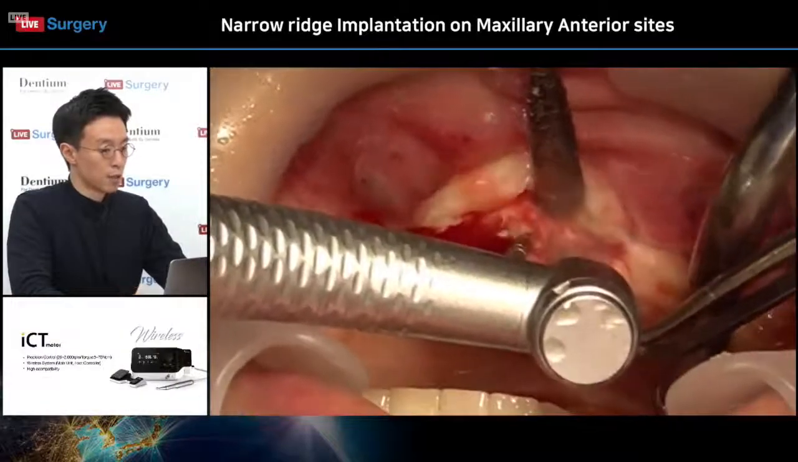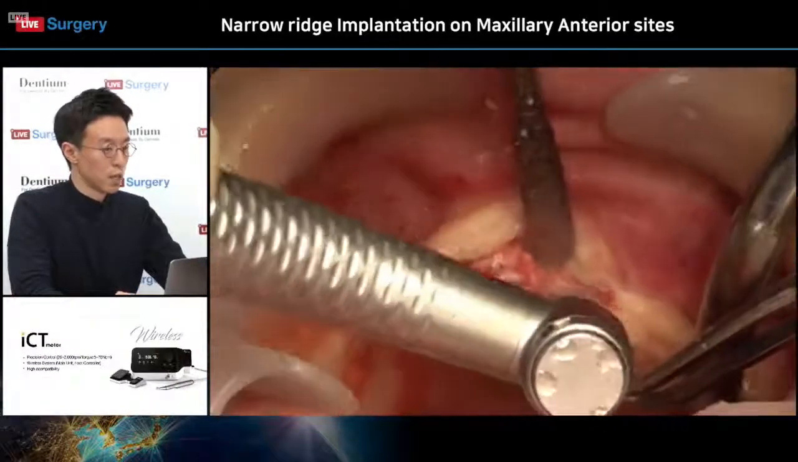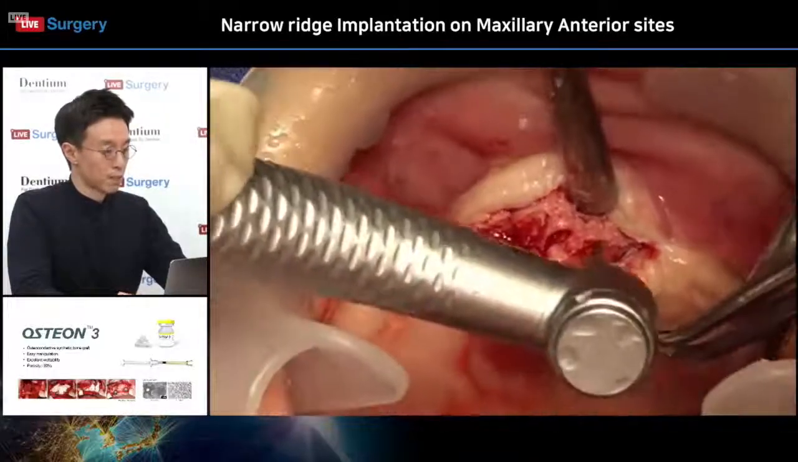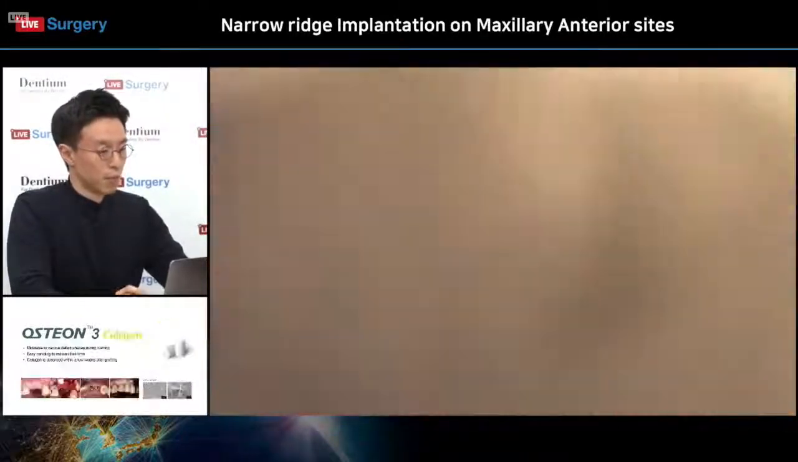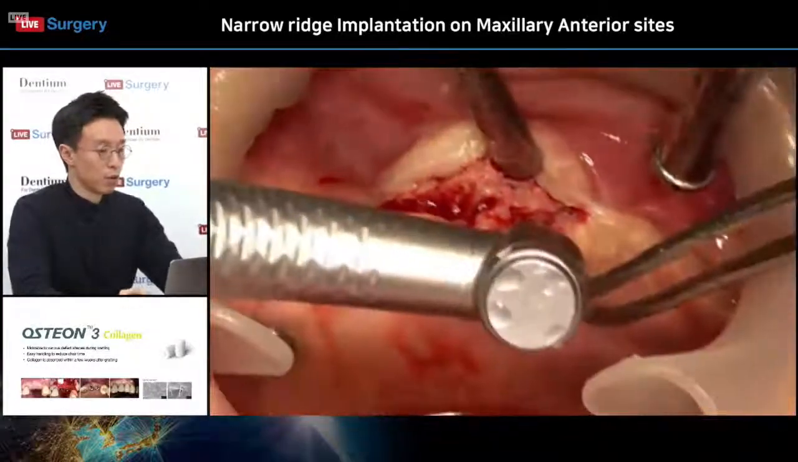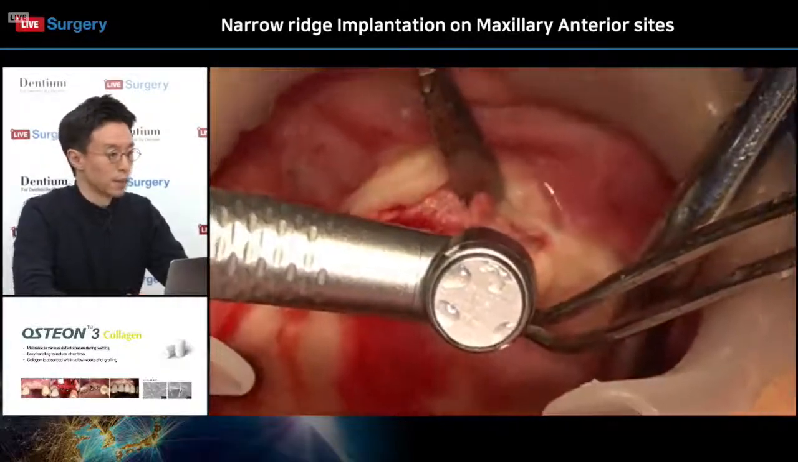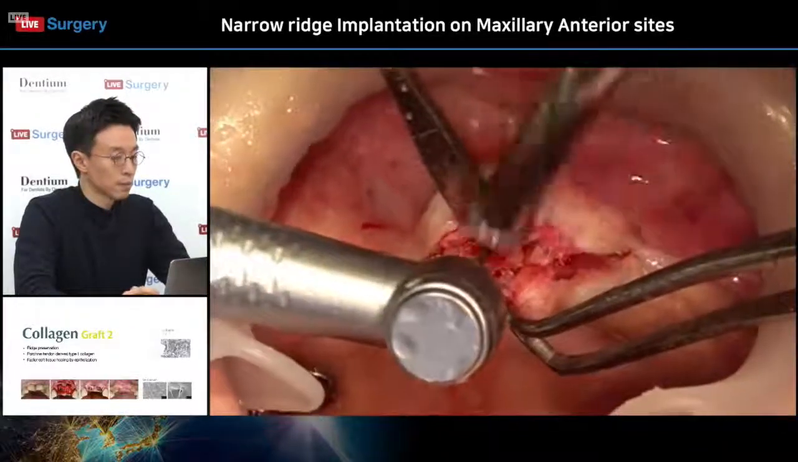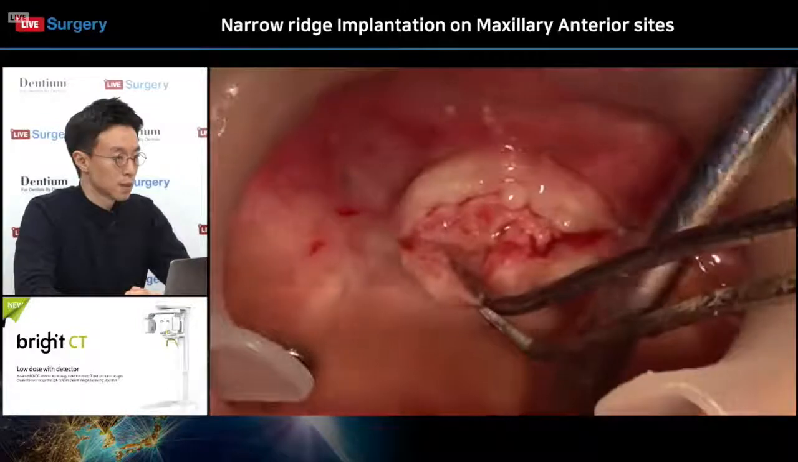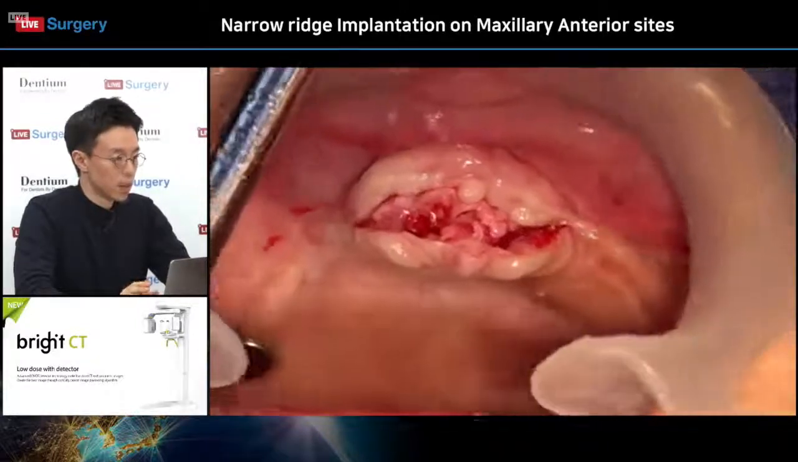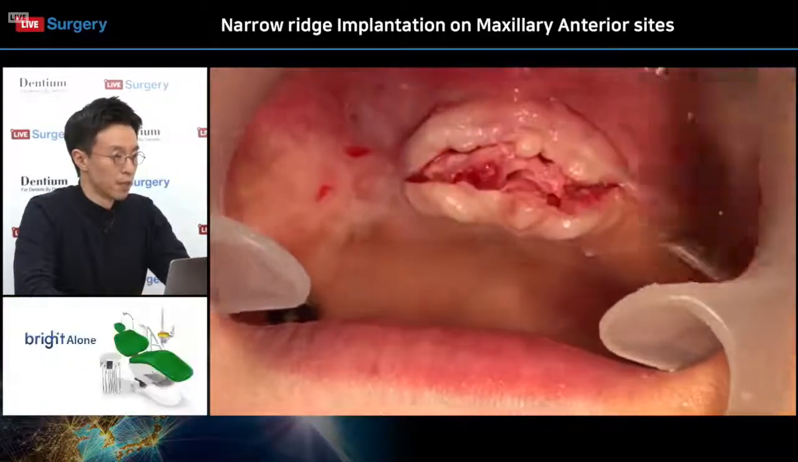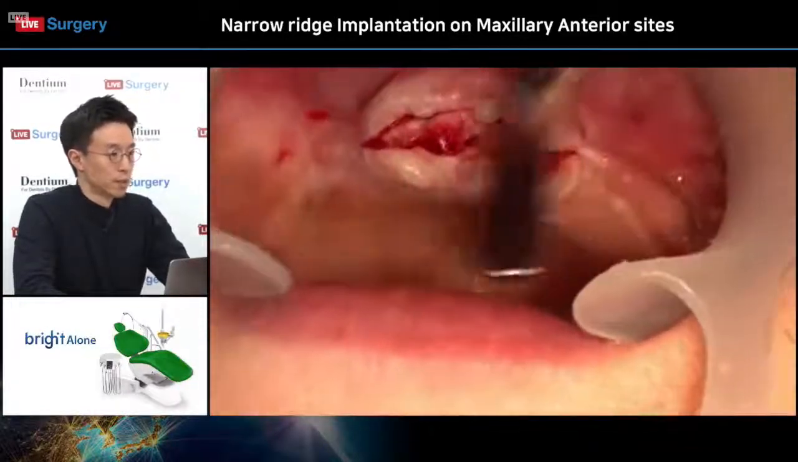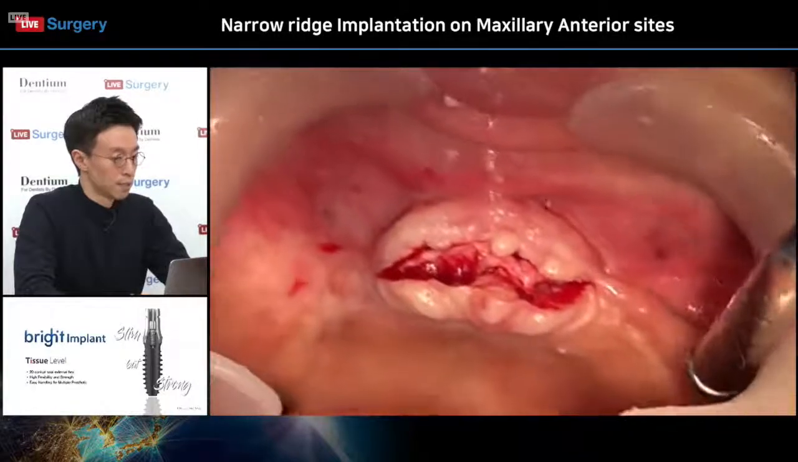When the bone is hard with a severely narrow ridge, a high-speed surgical burr could be used in the cortical bone to make an implantation site hole. We can use the high-speed surgical burr instead of the Lindemann drill or guide drill at the initial stage.